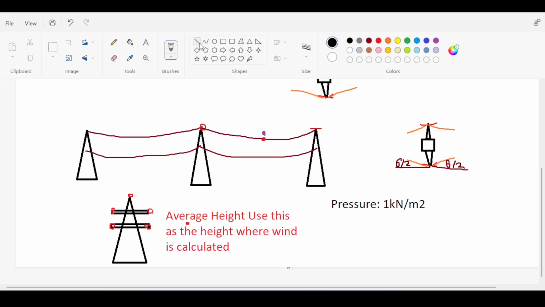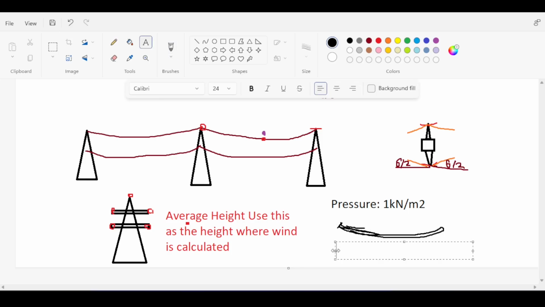If you have this as your wind pressure, then how would you calculate the wind load on the power line? Well, the power line looks something like this. And of course, the power line has a thickness because it has a diameter. So you would calculate the wind load on the power line, basically the total force on the power line, by multiplying the pressure by the wind span by the diameter. This is how you can calculate the resultant force of wind on one power line.